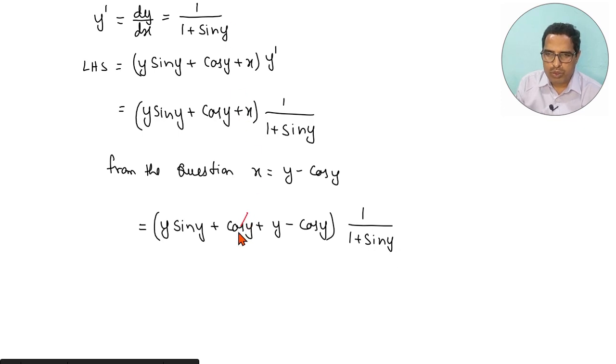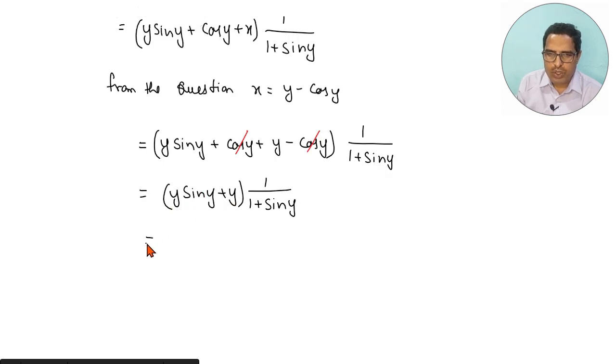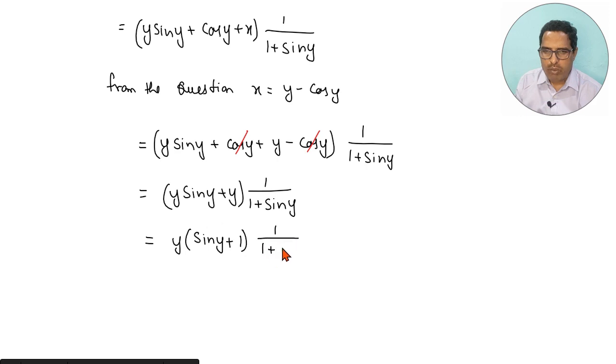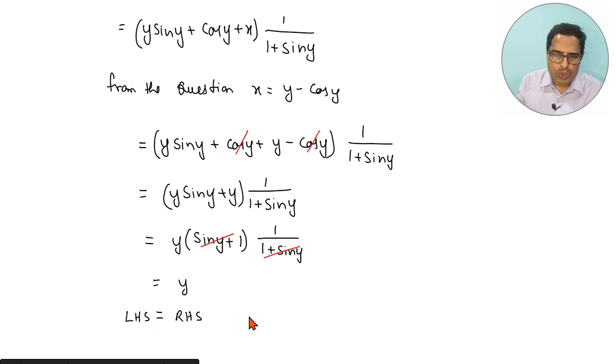So you can cancel out this positive cos of y and negative cos of y. So we are left with y sine of y plus y times 1 by 1 plus sine of y. Further, if you observe, y is common, you can take y common outside. Then you are left with sine of y plus 1 times 1 by 1 plus sine of y. Sine y plus 1 and 1 plus sine y are the same, they will cancel out. We are left only with y, which is nothing but the RHS. So hence we have LHS equal to RHS.